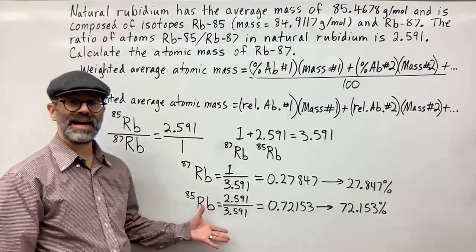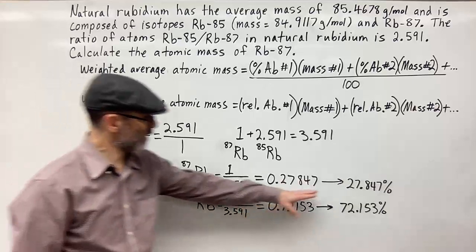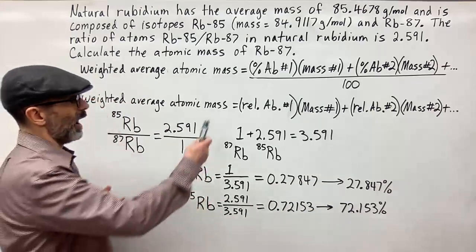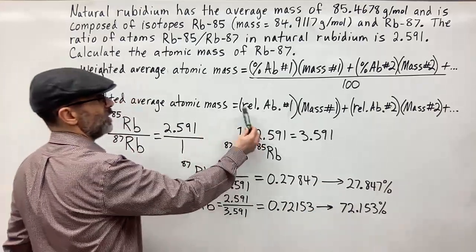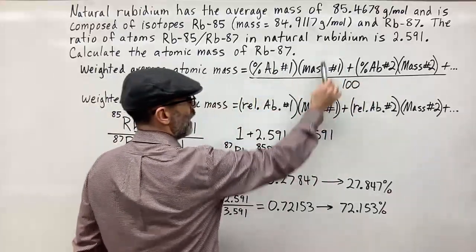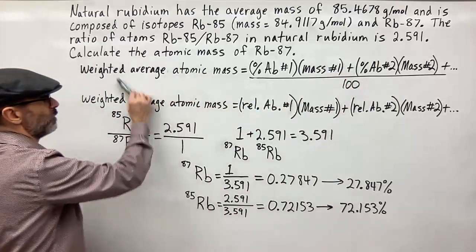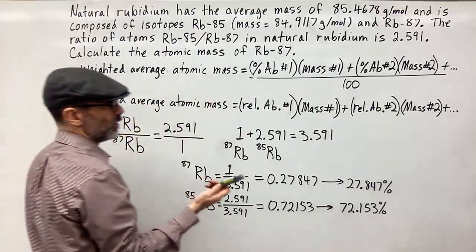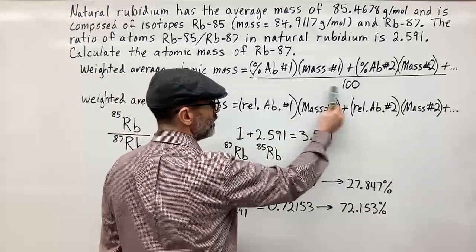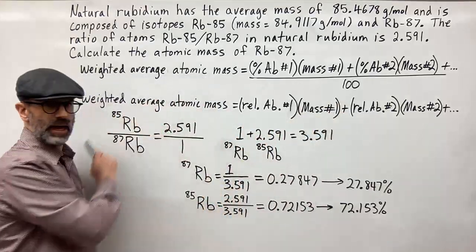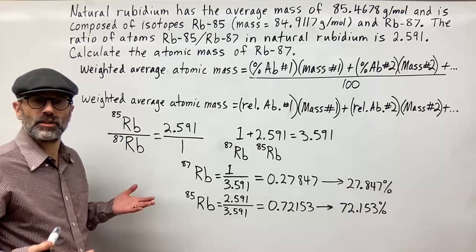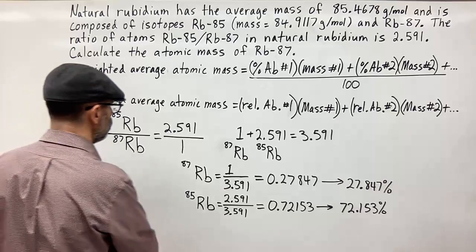Okay, so now that I've got the percent abundances and the relative abundances, guess what? I can use either one of these equations. So I can use the percent abundance. I've got both of those percent abundances, and I've got the mass from my periodic table. Or I could use the relative abundances, plug in the relative abundances with the mass that I'm given and the weighted average from my periodic table, and then I just solve for the missing part. So let's go ahead and do that.